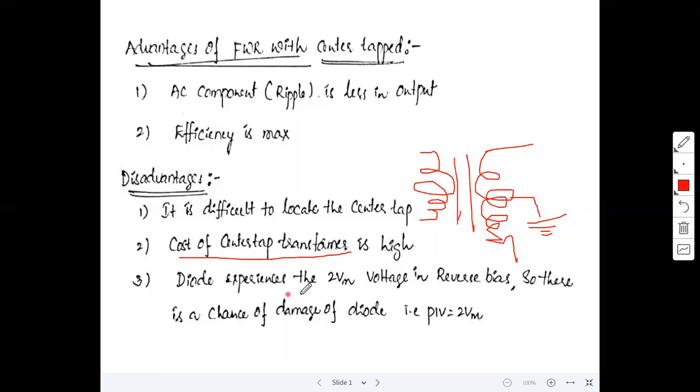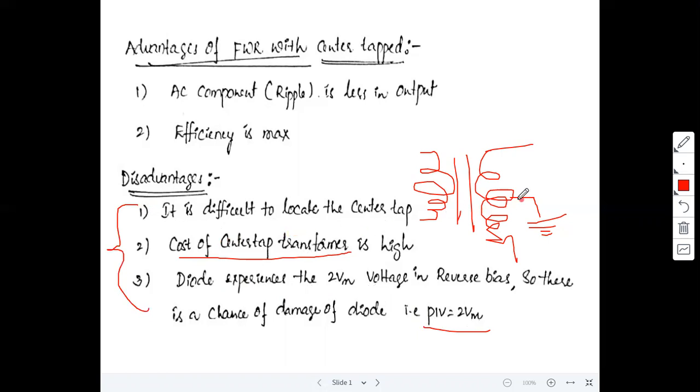And the third one is PIV, peak inverse voltage or peak reverse voltage. That voltage is equal to 2 Vm, 2 times Vm. Whereas in a half wave rectifier, PIV is equal to Vm itself. Whereas in a full wave rectifier with center tap, PIV is equal to 2 Vm. These are the main three drawbacks of the full wave rectifier with center tap.